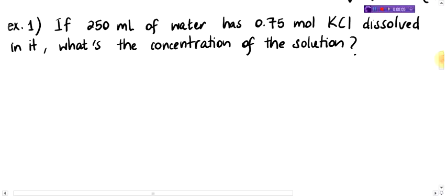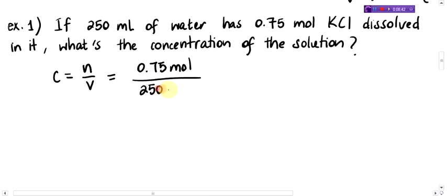So our first example: if 250 milliliters of water has 0.75 moles of potassium chloride dissolved in it, what's the concentration of the solution? So we're given the solvent and we're given the solute. We are given the moles of the solute and we're given the volume of the solvent. So we plug our numbers into the formula. C is equal to N over V. So 0.75 moles over 250 milliliters.